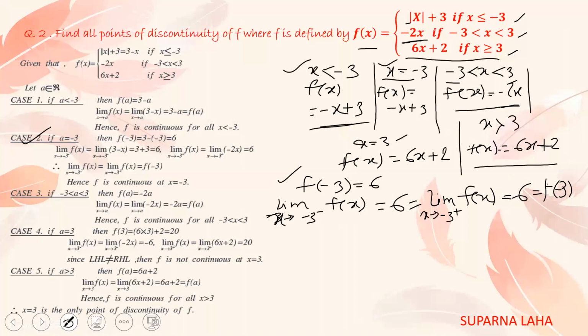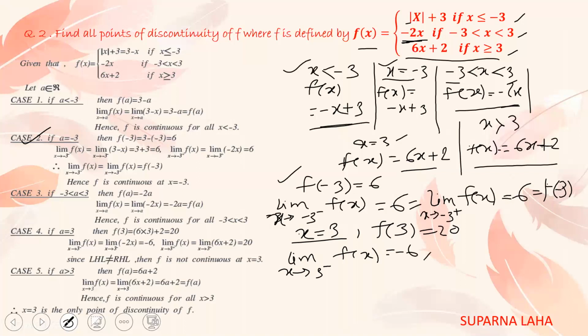Here it is. Now check for x equals 3. Functional value: we will take this value, that is 20. Now check limit x tends to 3 minus. That means it will take this definition, minus 2x, that is minus 6. And if we check the right hand limit, x tends to 3 plus f of x.